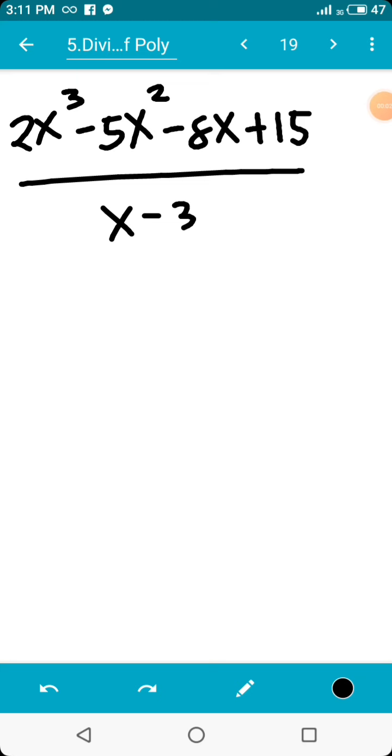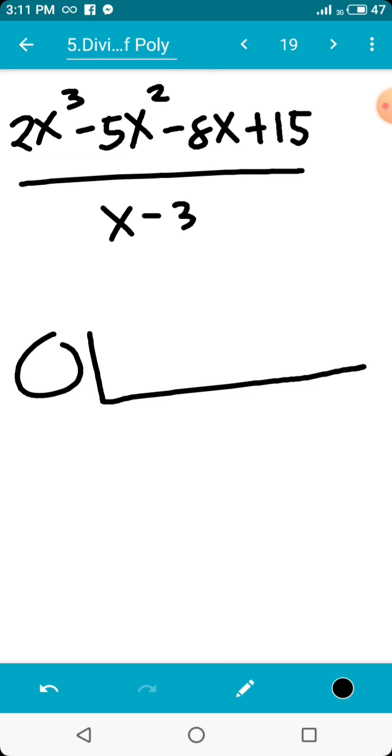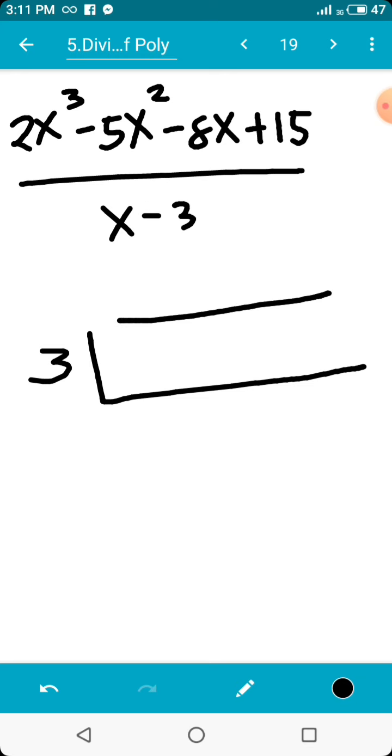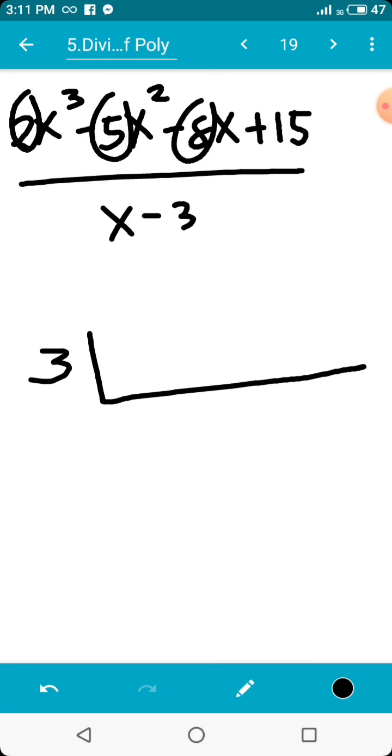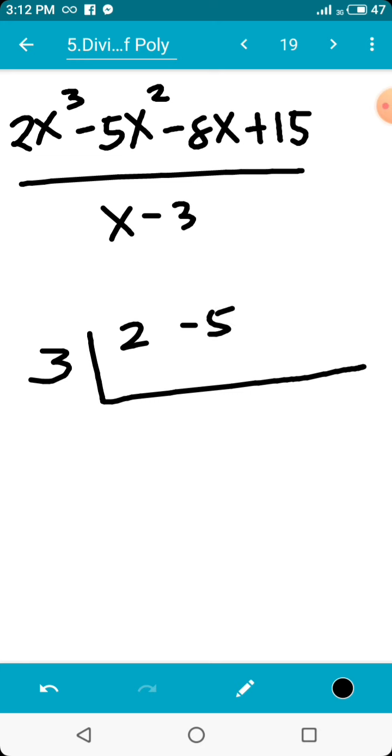Okay, so kunin naman natin yung quotient nito gamit yung synthetic division. Okay? So, gagawa tayo ng isang L. And then, yung ilalagay natin sa side nito is yung opposite ng isang term ng ating divisor. So, that's negative 3. So, magiging positive 3 siya dito. Okay? And then, sa side na to, ilalagay natin lahat ng coefficient ng ating polynomials, pati na rin yung constant term. Okay? So, we have here 2, negative 5, negative 8, and positive 15.